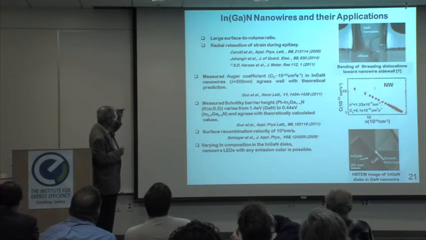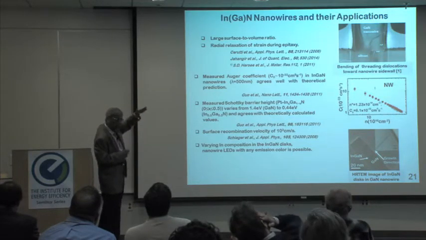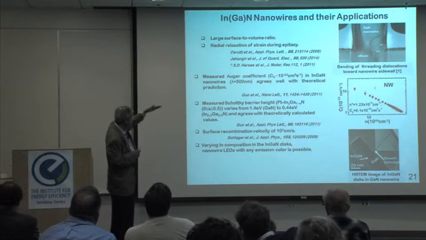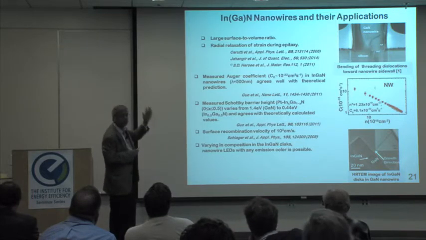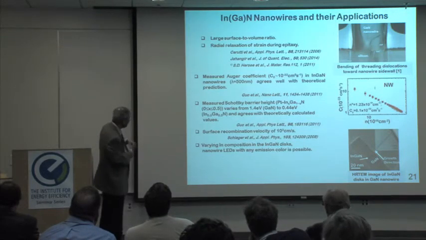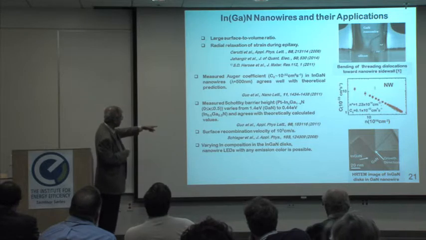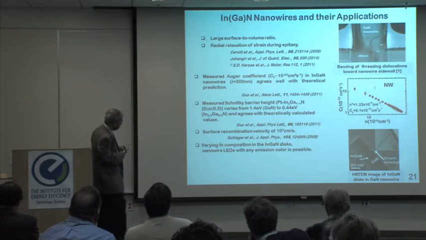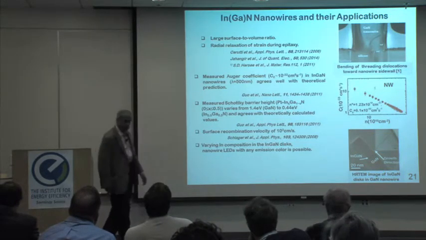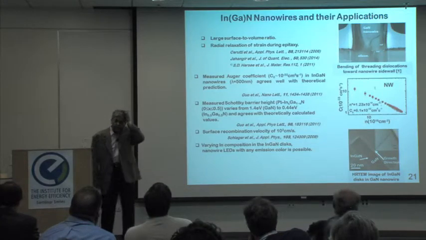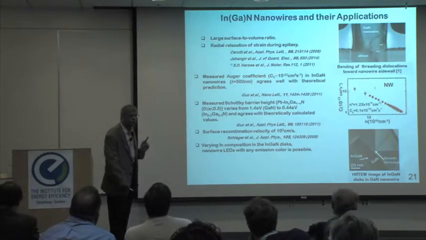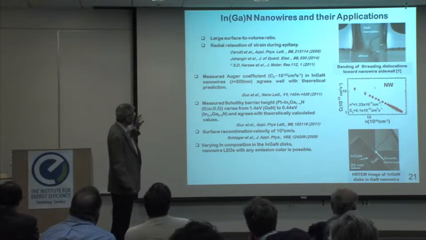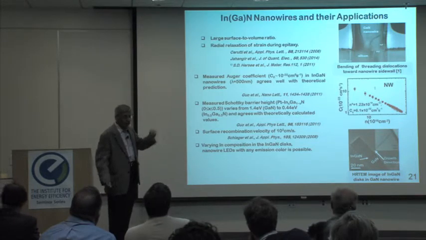We have done Schottky diodes. We've made Schottky diodes on the nanowires and measured the barrier heights, and the barrier heights scale with the indium composition in the nanowires. The surface recombination velocity, this was done by another group. The surface recombination velocity in these nanowires is at least 2 orders of magnitude smaller than that on the gallium arsenide surface.